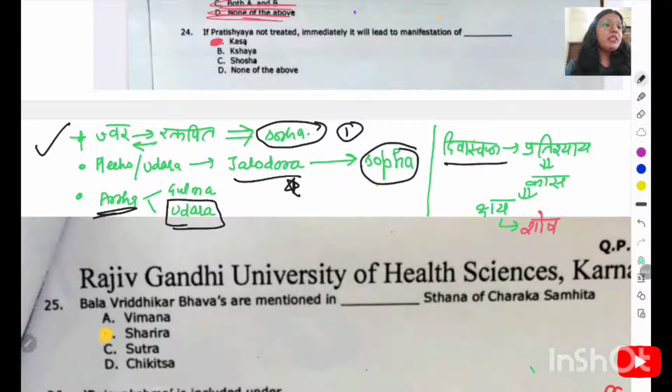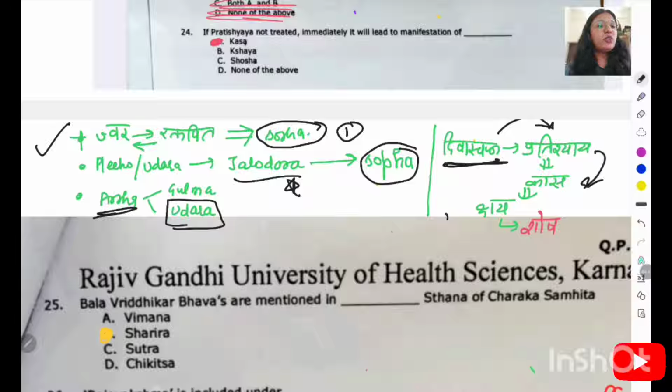Then if a person does Diva Swapna, it can end up with Pratisyaya, and this Pratisyaya can lead to Kasa, and if Kasa is untreatable, it can lead to Shaya or Rajakshma, and Rajakshma finally ends up with Sosha. So these are some of the Nidana Arthakara mentioned in the Charak Samhita.